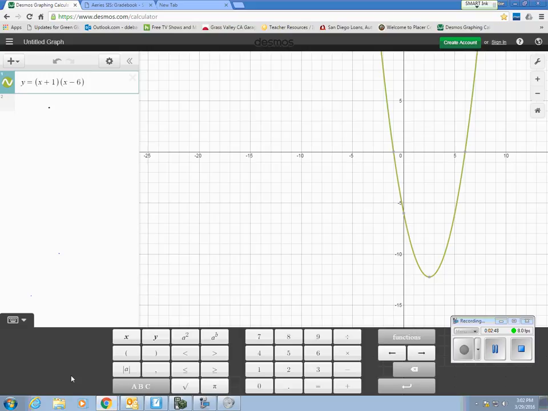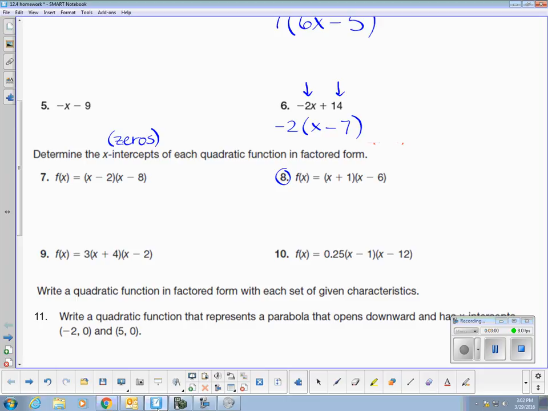I notice that my zeros or my x-intercepts are right here at negative 1, 0, and positive 6, 0. When I write an x-intercept or a zero, it's written as an ordered pair with parentheses. And as you notice, what we know about x-intercepts is that they always have the number 0 for the value of y.